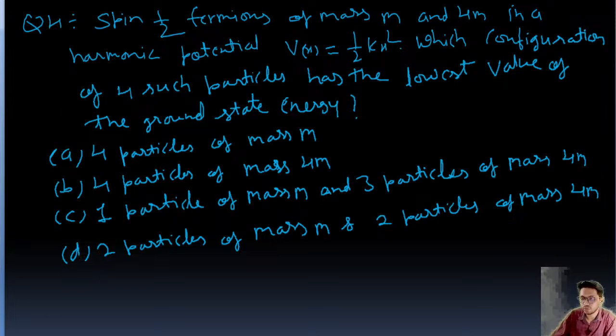I have already solved this question in my quantum mechanics lecture on identical particles, where I explained identical particles. So we know that we have been given V(x) equal to half k x squared. Okay, this is what we have been given, k is a constant.